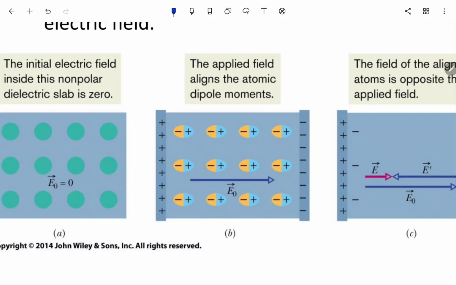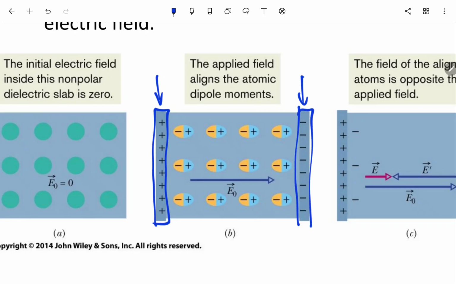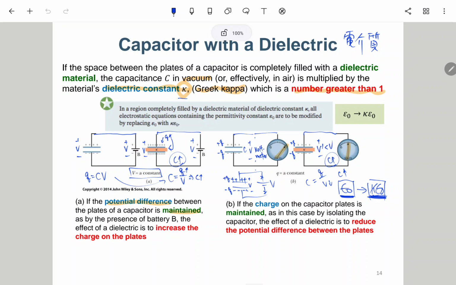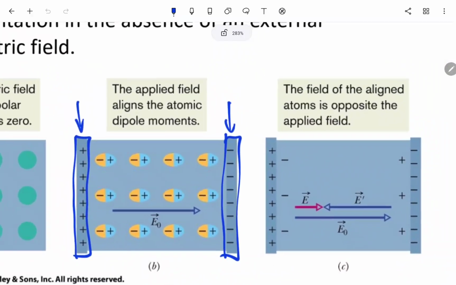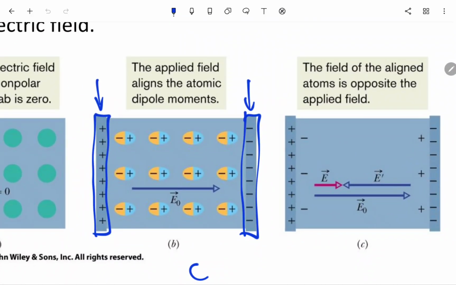For the second case, this part and this part are two parallel plates, and we have some positive and negative charge. So this part you can consider a big capacitor. Just as we did before, we now try to plug in this dielectric material inside the capacitor, but here we only try to see what is really inside.